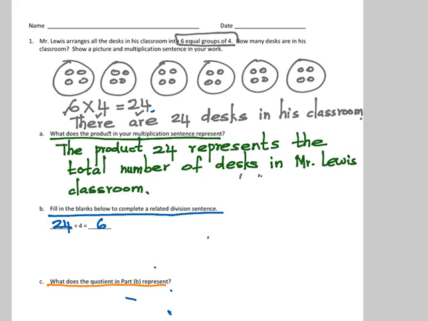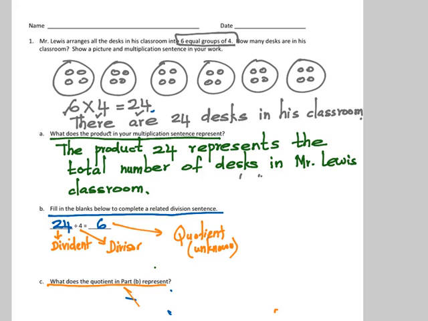What does the quotient in part B represent? So this is in the division equation. This is the dividend, 4 is the divisor, and 6 is the quotient. So that is how it is in division. If you see a division equation, the first number will be the dividend, the next number will be the divisor, and the answer, the unknown that we found, will be the quotient.